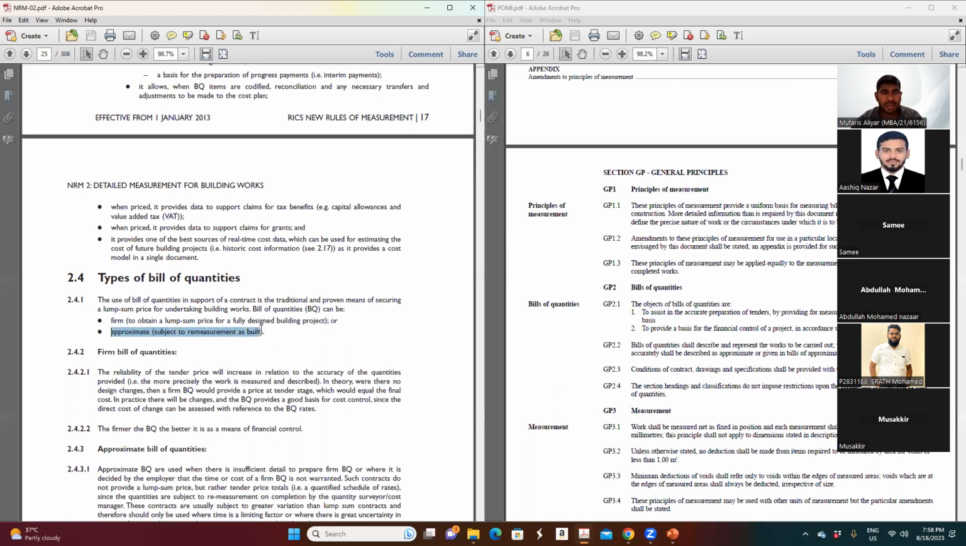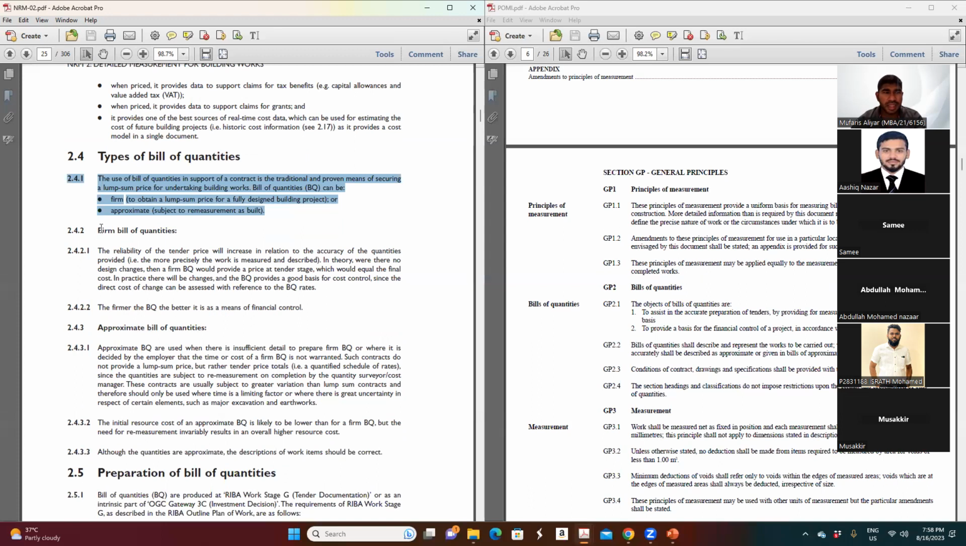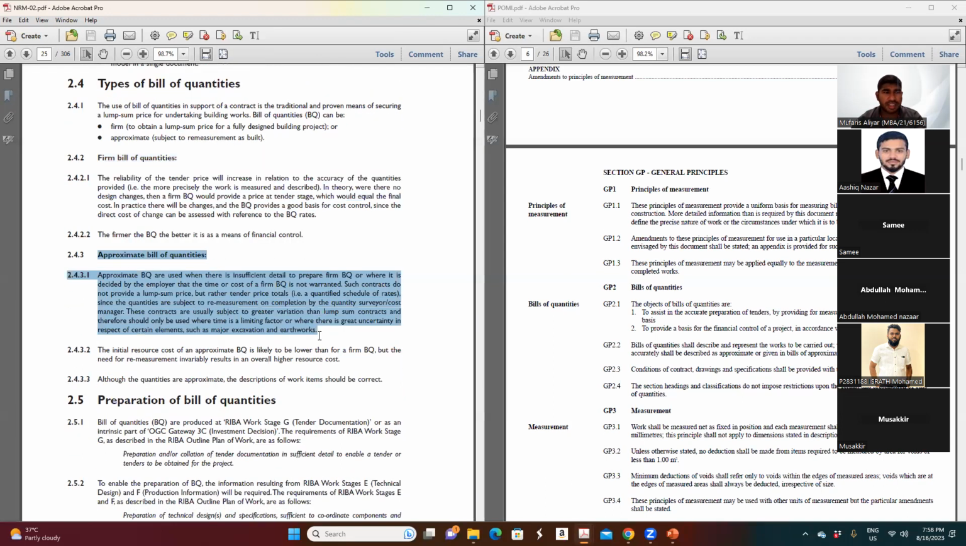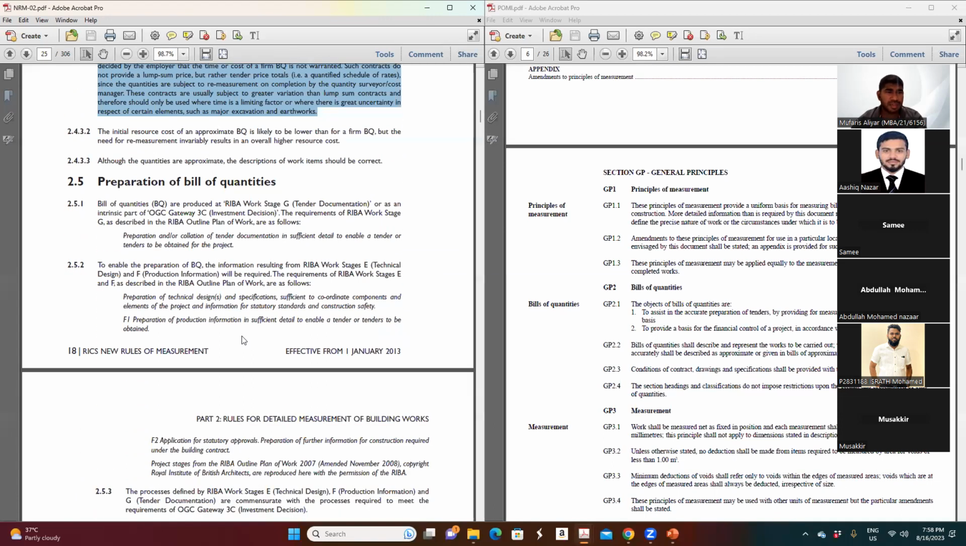Then approximate BOQ. This is what we call a remeasured contract. The BOQ which is used for the remeasured contract is called approximate because we don't know the final amount. So we said approximate type of contract. So they said there are two different BOQs: the fixed price or firm price BOQ and the approximate BOQ. Then they give you an explanation of what firm is, and then what approximate is. You can just go and read and understand. And the preparation of the BOQ.